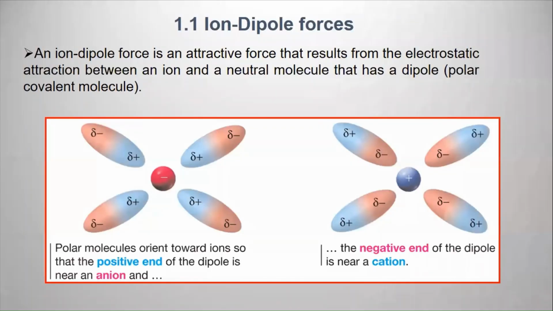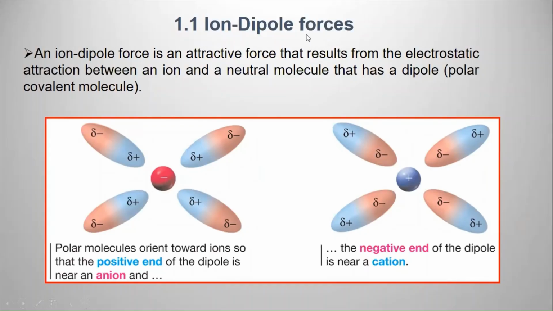So the first type of intermolecular forces is ion dipole forces. Ion dipole, it's coming from its name. You have an ionic molecule. That ionic molecule will produce ions, negative and positive. That negative is anion, that positive is cation. And you have a polar molecule.